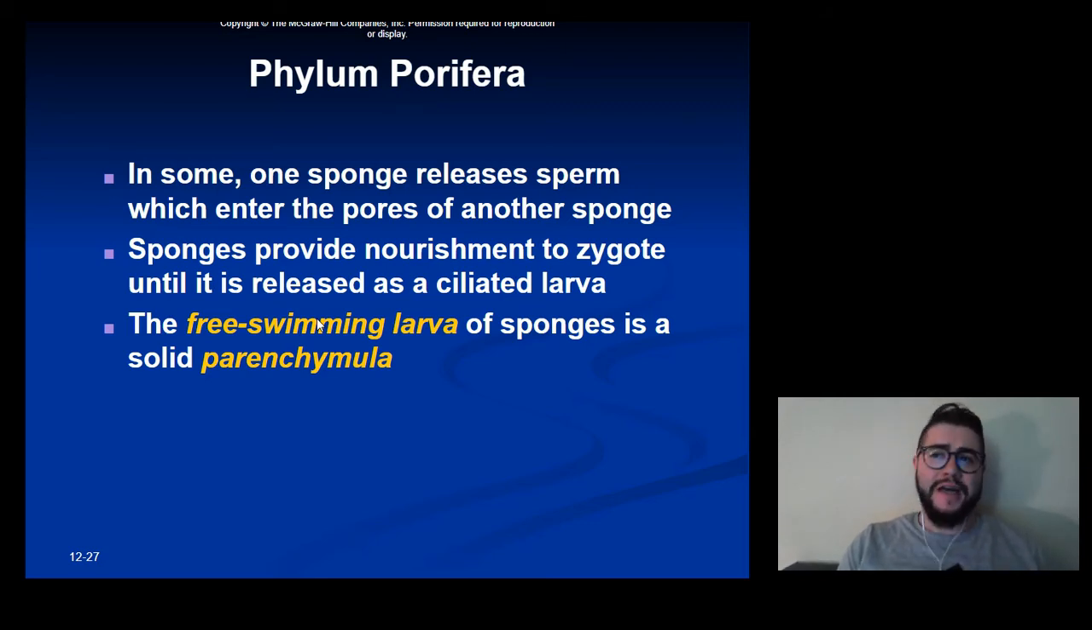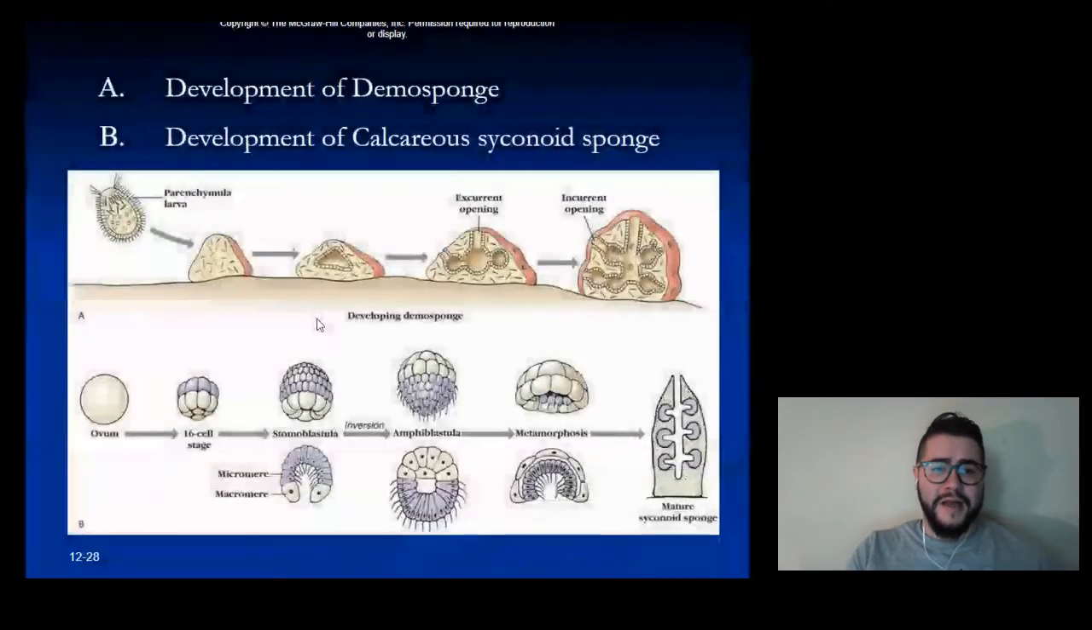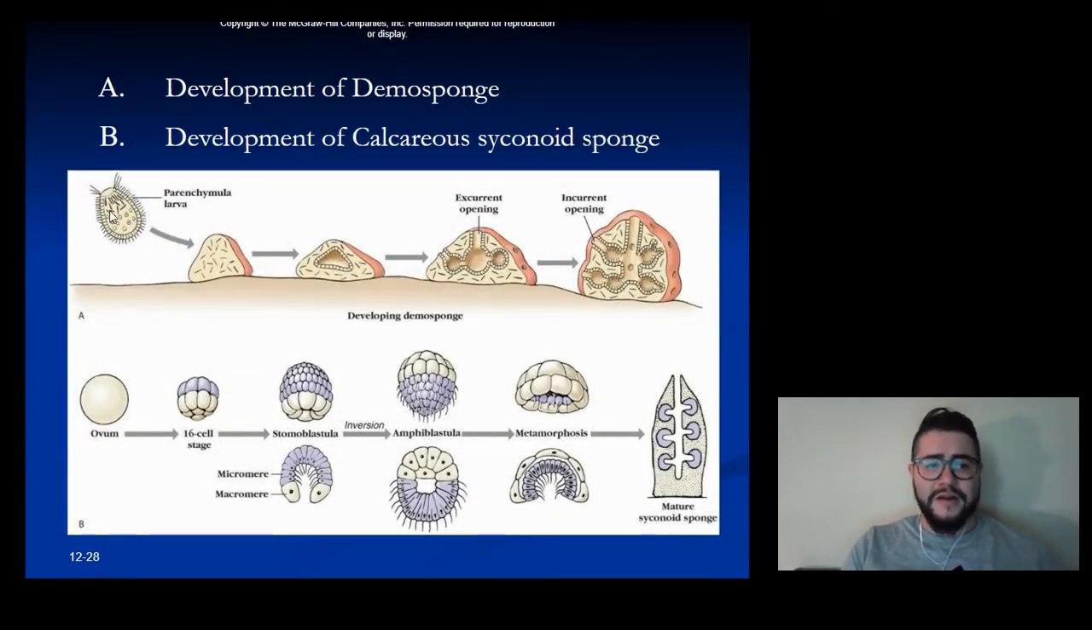If this happens, the larvae formed through sexual reproduction is actually free swimming, and that's the only part of the sponge's life cycle where there is an actual free swimming larvae, and that's called a parenchymula, and that's what you can see here. It's this little ciliated larvae here off to the side where it eventually attaches to some substrate, some part of the ocean floor, and develops into its own sponge.